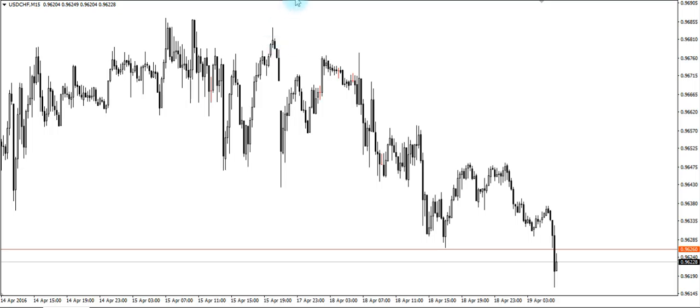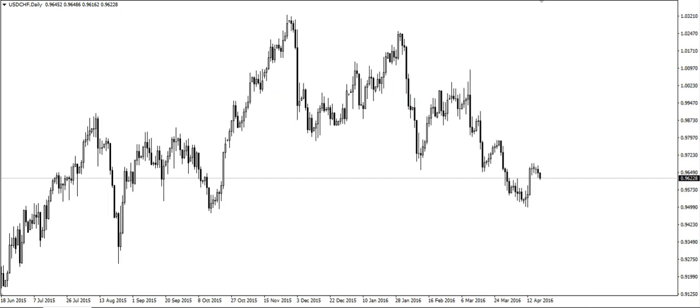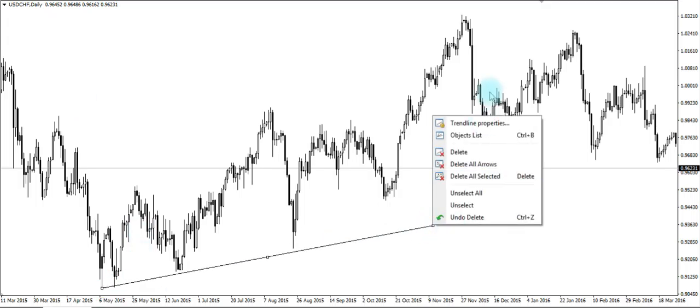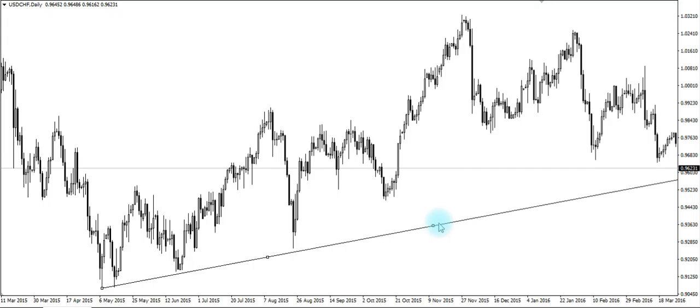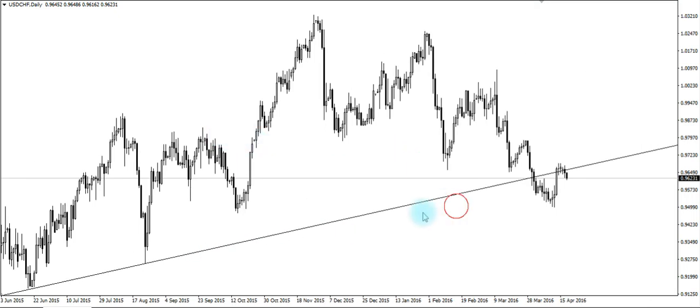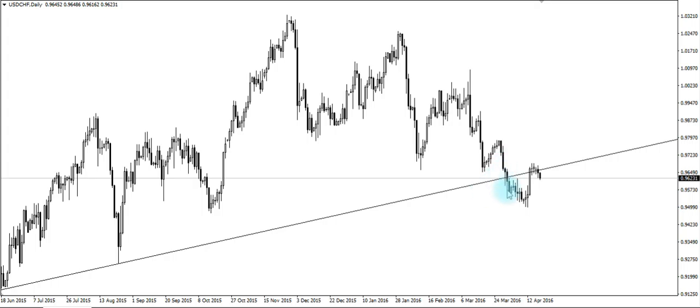Let's take a look at the daily chart. In the daily chart itself, I have been talking a little bit about the trend line right here. We see that the trend line has been broken below, came back to the trend line itself as a resistance, and it starts to fall.